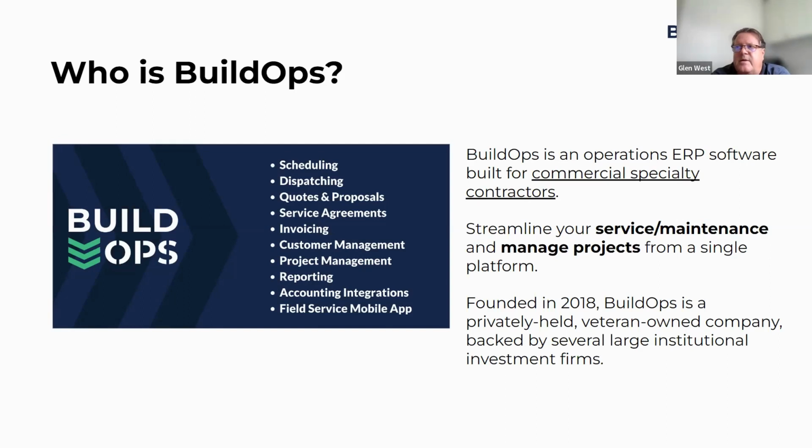On the left-hand side of the screen, you can see we're about 10 modules. We start as far back as quotes from a CRM perspective. We'll work our way through service agreements, dispatching, reporting, project management, and accounting integrations, as well as mobile, which we'll show you today. BuildOps was founded in 2018, so it's a newer product, veteran-owned and backed by several large investment firms, so we're very well funded. But the technology that we use is state-of-the-art because we're such a new company. We are only using the top tools. We have no legacy to worry about, so that's one of the great things you'll see with the product as we go.